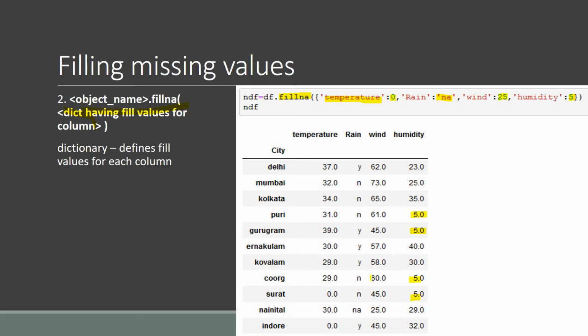Now wind, we are having the 25. So you can see over here, Nainital we are having 25. In rain we filled with NA. So in Nainital we are having rain as NA. And in Surat and Indore we are having temperature as 0. So with the creation of dictionaries, we can fill missing values with a particular type.